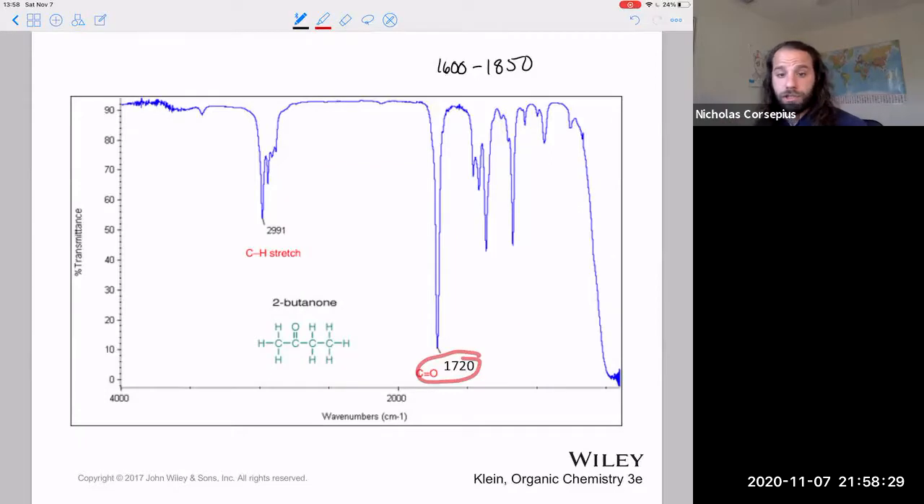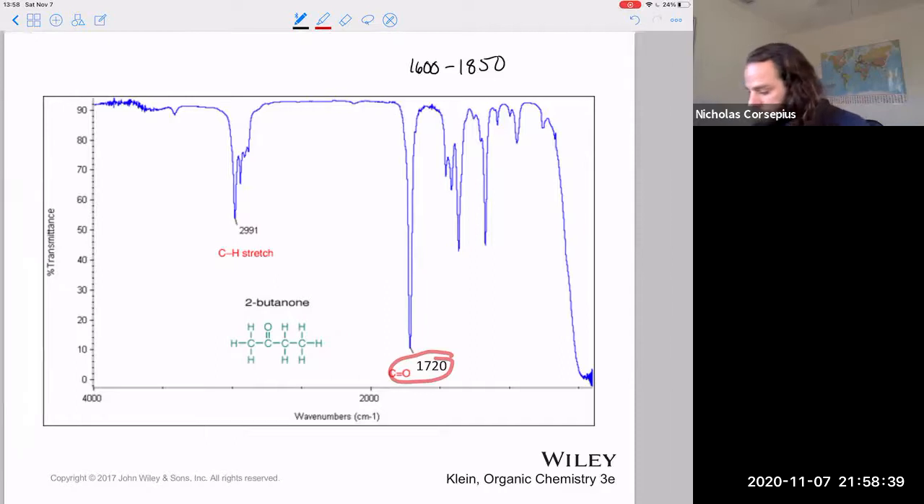But out of all the double bond peaks, these are by far the easiest to spot, mainly because they're just so intense. They're going to be the largest peak on your spectra almost always. Okay, and they're nice and narrow. And again, they always sit around that same region at 1720.